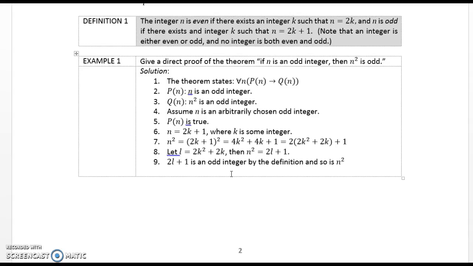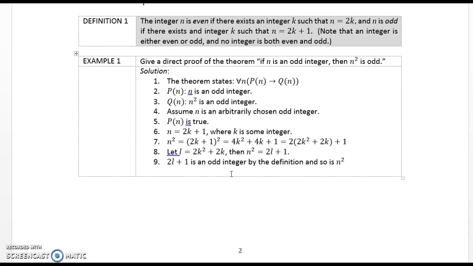Solution. The theorem states for all n, p of n implies q of n, where p of n means that n is an odd integer and q of n is n squared is an odd integer. Assume n is an arbitrarily chosen odd integer. P of n is true. Then we can state n as n equals 2k plus 1, where k is some integer.